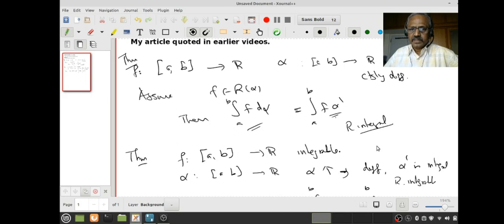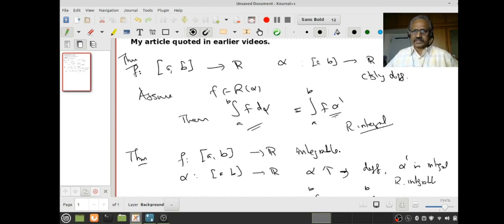Next, suppose f is continuous already. Then it does not matter. If f is continuous, then f will be alpha integrable, and f is also integrable, so there is no extra condition. So whether we assume f is alpha integrable or f is integrable makes no difference; they are one and the same. Both happen all the time.